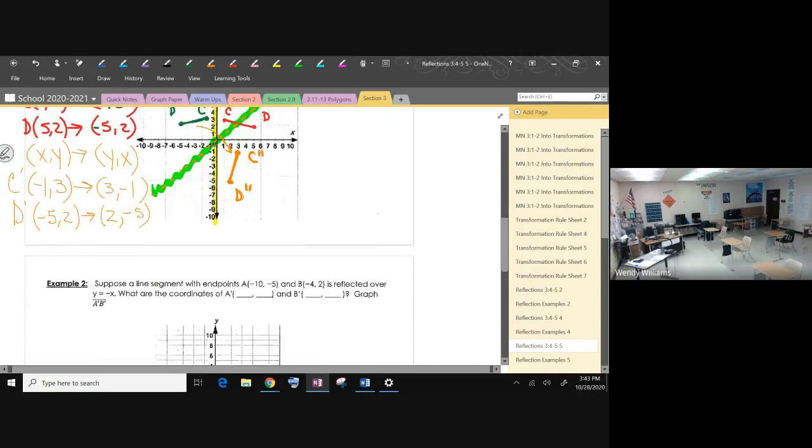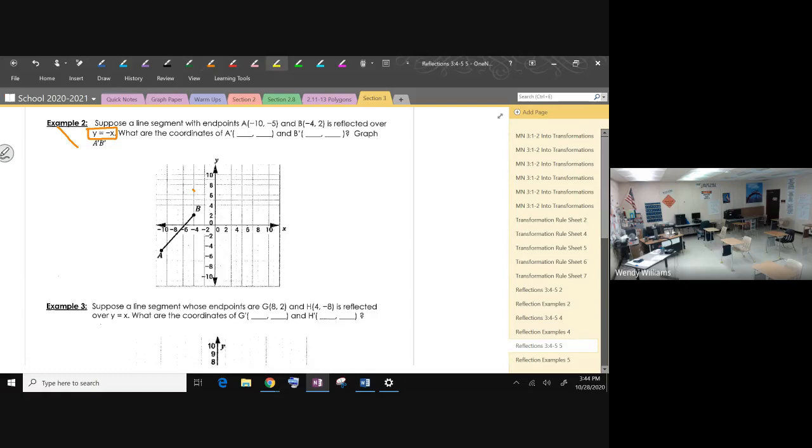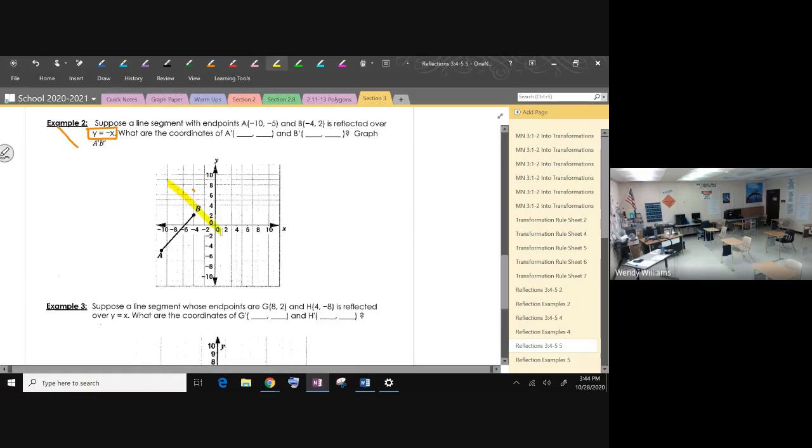All right, moving right along. Suppose the segment with endpoints A (negative 10, negative 5) and B (negative 4, 2) is reflected over y equals negative x. Okay, recall that y equals negative x was a negative diagonal. So we're going to be coming through the negative diagonal. Let me make it a little bit nicer. Let me go with a highlighter first and say that it's going to come through here. All right, so that's going to be my axis.